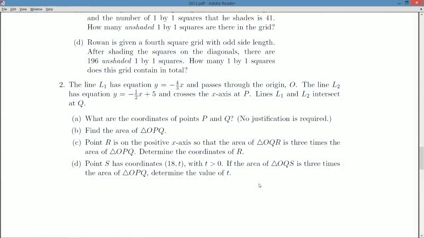Now, Part B, question 2, part C. Point R is on the positive x-axis, okay? So he's going to lie to the right of O, and he could lie to the left of P, he could coincide with P, or he could lie to the right of P. But he's definitely on the positive part of the x-axis. And R exists so that the area OQR is 3 times the area of OPQ, the one we just figured out. Determine the coordinates of R. All right.